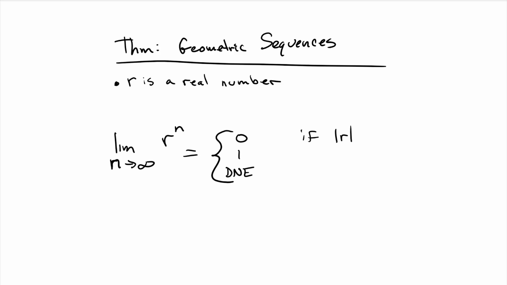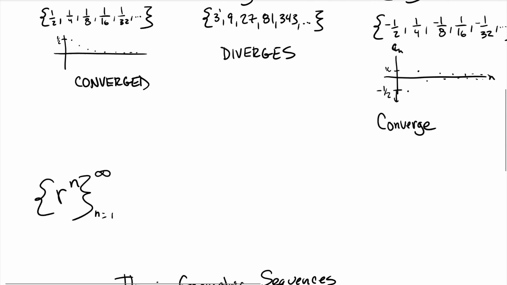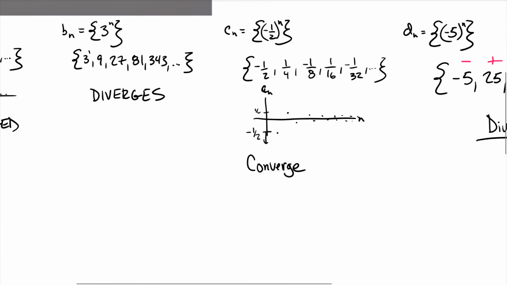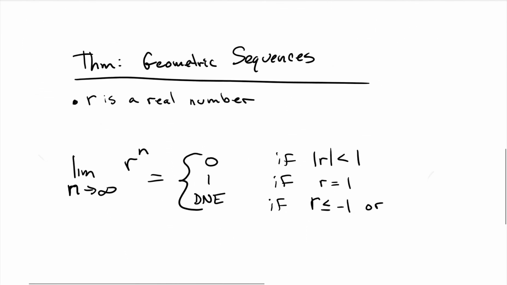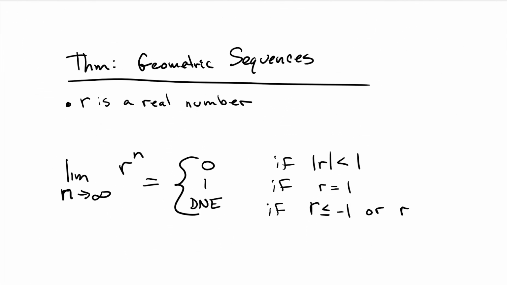If the absolute value of r is less than 1, it's going to go to 0. If r is equal to 1, well, it's just 1. And then lastly, if r is less than or equal to negative 1, sorry, I wrote that backwards, kind of like over here, negative 5. Negative 5 is less than or equal to negative 1, and it diverged, didn't it? Or if r is greater than 1, it's going to diverge.